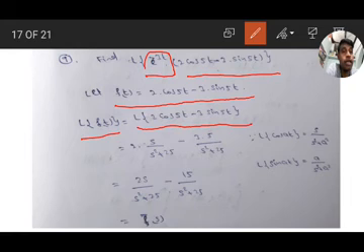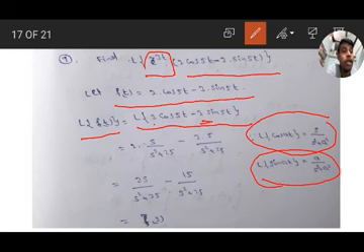Here, by using the linearity property, 2 is the coefficient outside L of cos 5t, and 3 is the coefficient of L of sin 5t. L of cos at formula is s by s square plus a square. L of sin at formula is a by s square plus a square. Here a means 5. So cos 5t gives s by s square plus 25, sin 5t gives 5 by s square plus 25. Multiply by 2 and by 3. Simplifying, 2s by s square plus 25 minus 3 into 5, that is 15, by s square plus 25.